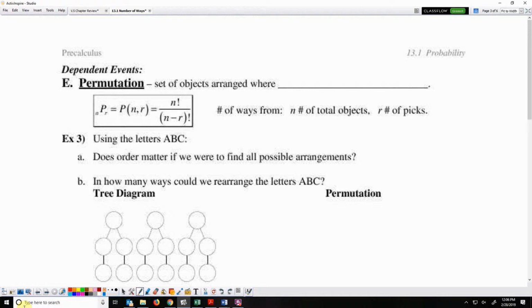Okay, in dependent events, a permutation is a set of objects arranged where order matters. Okay, think of things like a lineup. Okay, if 2 people trade places, it's a different lineup. Okay, so a lineup is one where order matters. Maybe specific roles. If 3 people have specific roles and then they change roles, that changes the permutation.